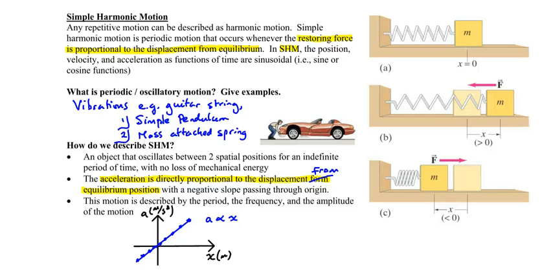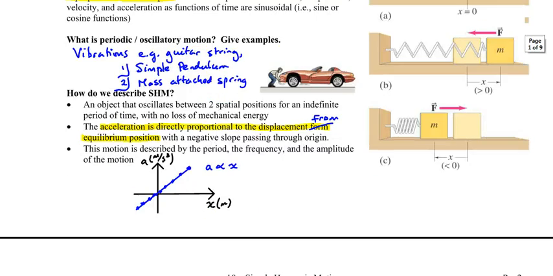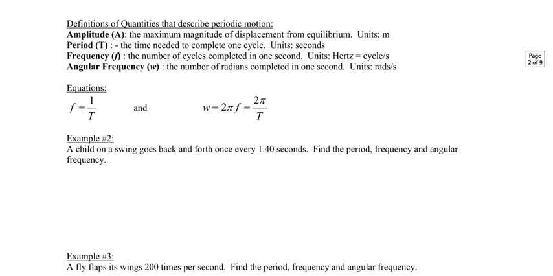Okay, let's now move on to some of the important properties that we will see in simple harmonic motion, shown on page 2. So some important terms that you'll need to know. First off, the amplitude. The amplitude is the maximum distance that the object will move from the equilibrium position. It's typically measured in units of meters. So if you think of that car bouncing up and down, it would be the maximum distance above or below the equilibrium position when the car is at rest.